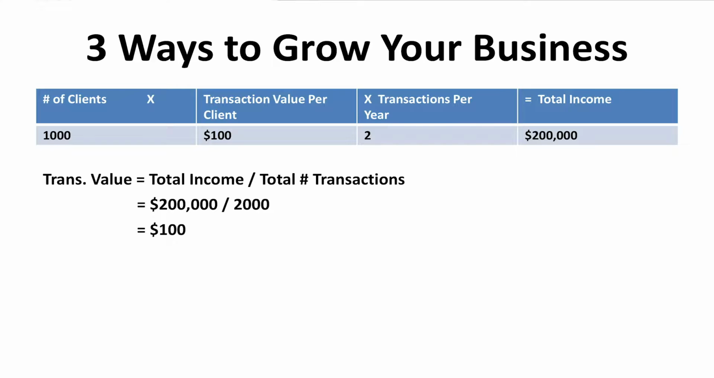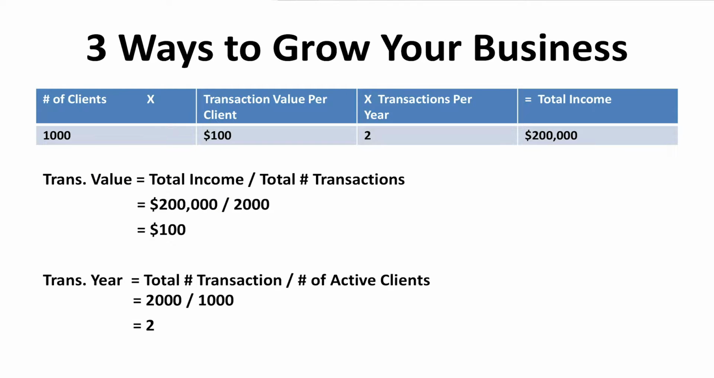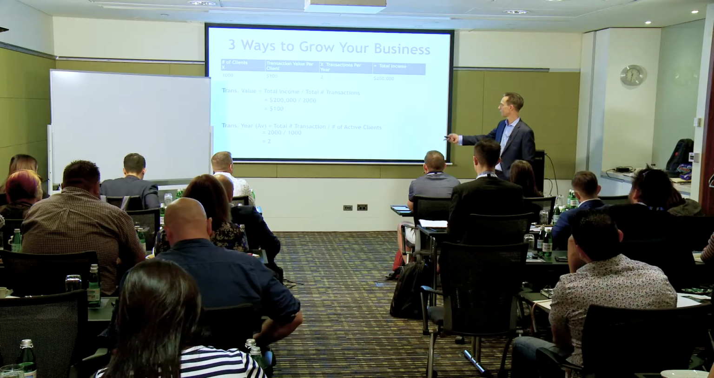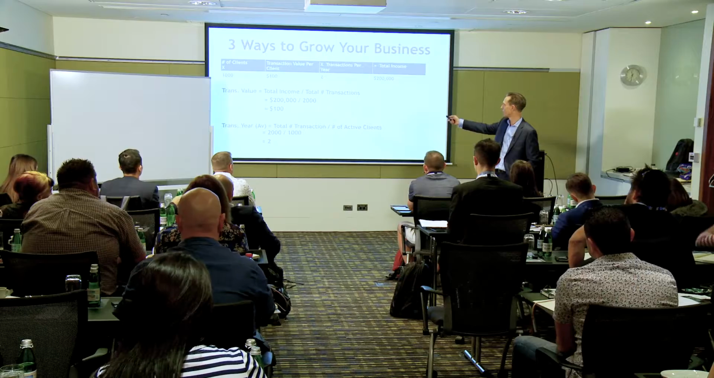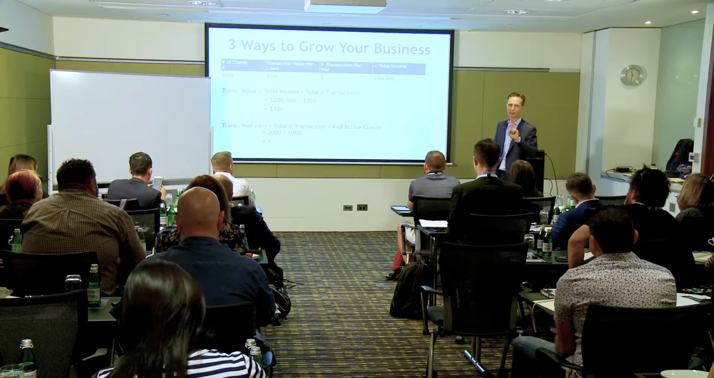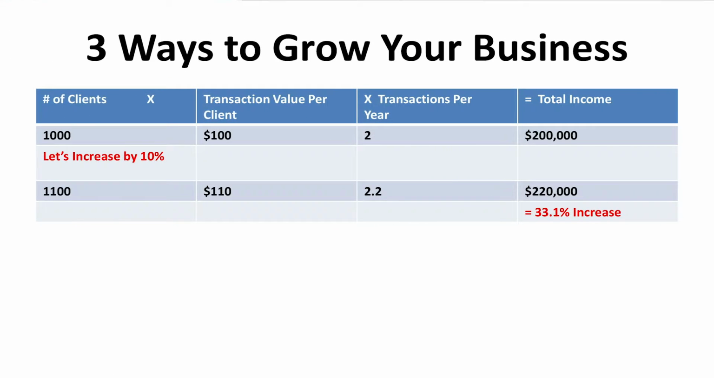Okay, so your transaction value, some people don't know how to calculate that. It's your total income divided by your total transactions. So there you've got $200,000 divided by 200 to get you to your $100. And the other one is your transactions per year, which is on average. If you use this formula for yourself, you can definitely change the time period. You might do it on a monthly basis, you might do it on a 6-month basis. As long as you get the stats from a particular time frame, this formula will work for you. So transactions per year is total transactions divided by your active clients. Remember, there's a difference between active clients and just people that are on your database. We've all got a database that is bigger than our active clients.